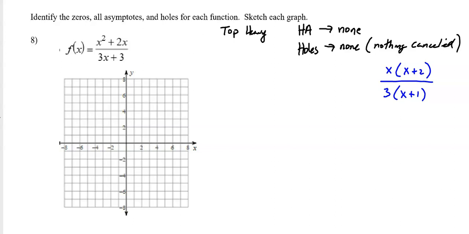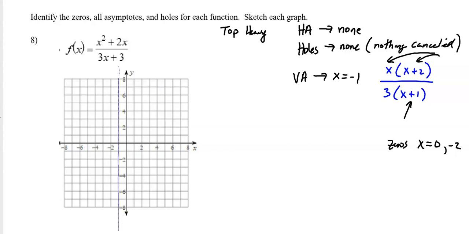And now the top and the bottom give me the zeros and the vertical asymptote. My bottom, x cannot be negative 1, so x equals negative 1 is a vertical asymptote. Then the top gives me the zeros. My zeros could be x equals 0, or x equals negative 2. So now I have to put all this on the graph. I put my asymptote in at x equals negative 1. We had no horizontal. I do have zeros at 0 and negative 2, so let's put a point at 0 and at negative 2.